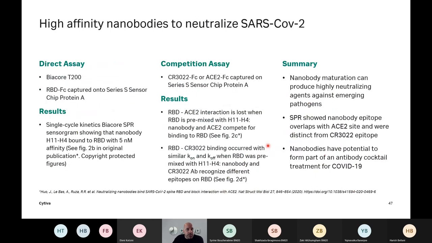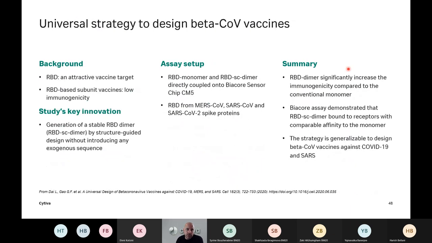But also, Biacore systems have been used to find neutralizing antibodies to be used as therapies for this disease, and also in the development of vaccines for this disease. These are just three examples of the many papers that have been published using Biacore in COVID-19 research.